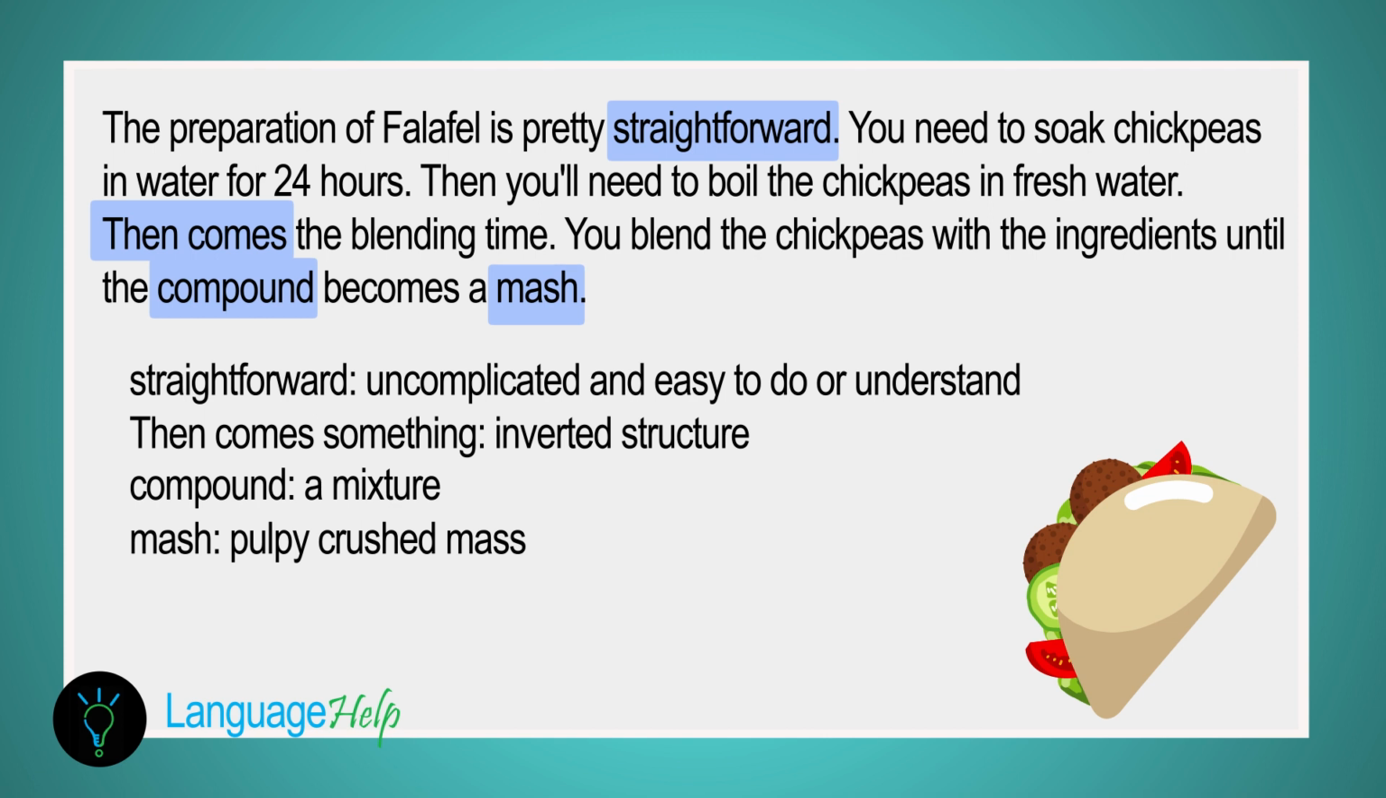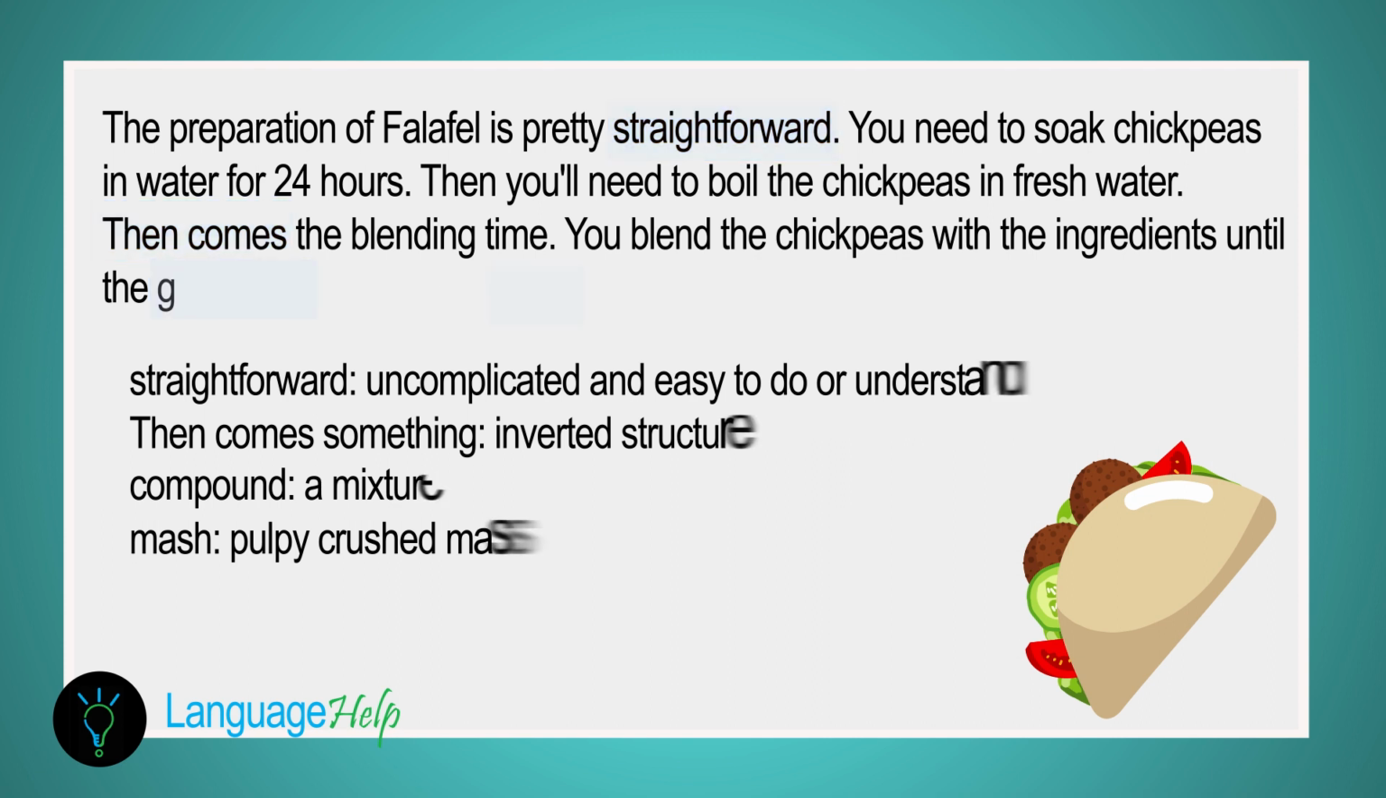Straightforward is uncomplicated and easy to understand or do. Then comes something is a structure that is inverted. Another way to say this is something comes. For example, blending time comes. Compound is another word for a mixture. Mash is another word for a mixture, but when it's a pulpy crushed mass.